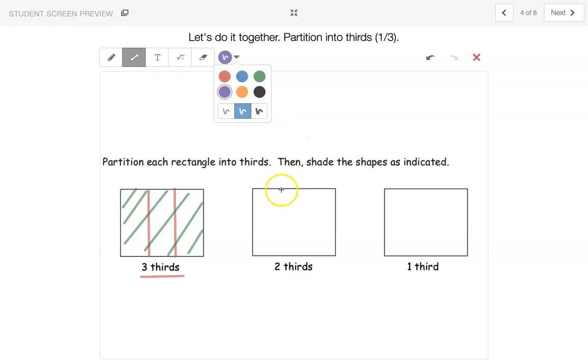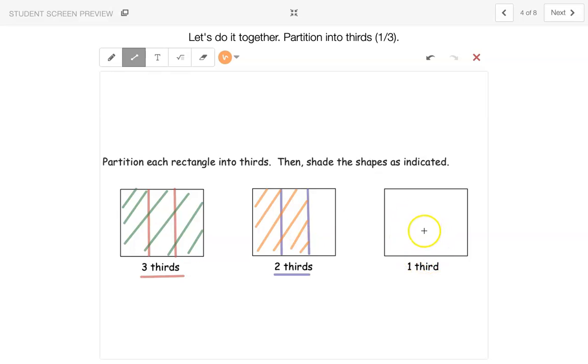I'm going to do the next one. I'm going to cut it into thirds or partition it into thirds. And this time I am going to shade just 2/3. So let's try that. Just 2/3. There you go.